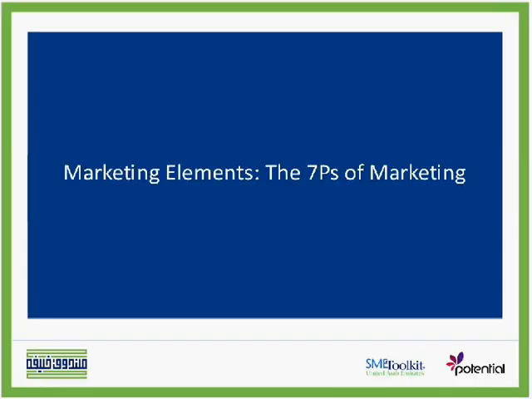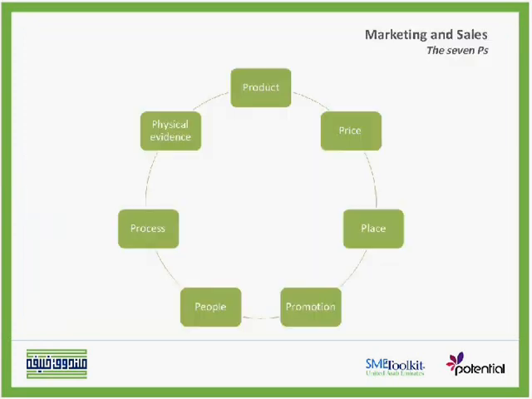So now we're going to discuss the 7 P's of marketing. Just to give you an idea, there were actually 4 P's, but not so long ago they became 7. So let us see what were originally the 4 P's and what are the 3 other P's that have been added to the remaining 4.